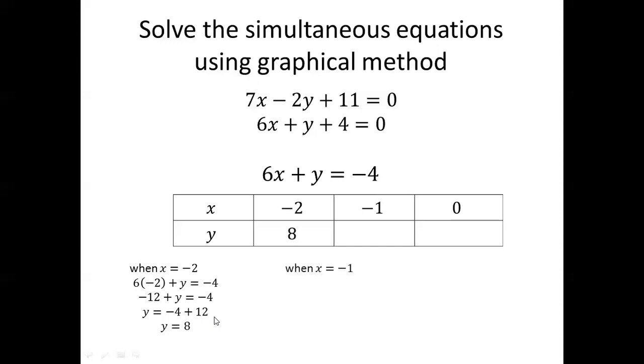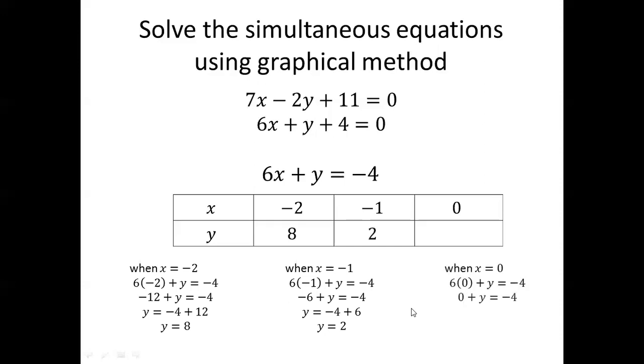When x is equal to negative 1, the first term becomes negative 6. We then transpose that again to the other side, giving us a final value of y is equal to 2. And when x is equal to 0, the first term becomes 0, giving us a y value of y is equal to negative 4.